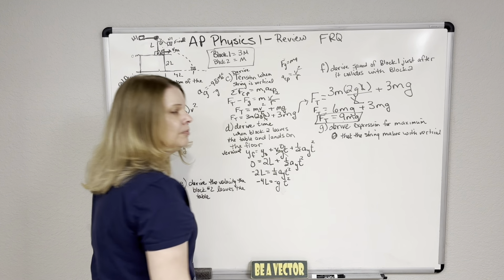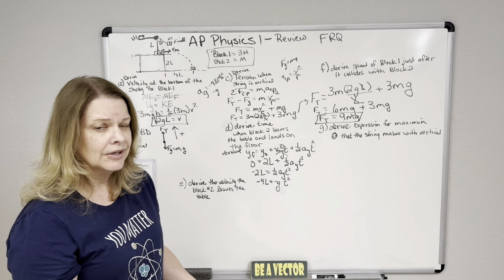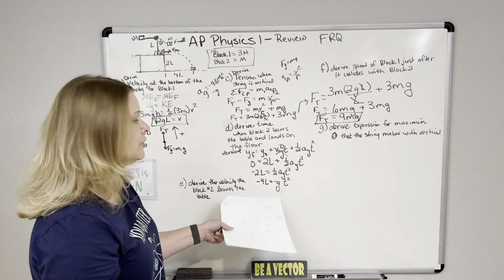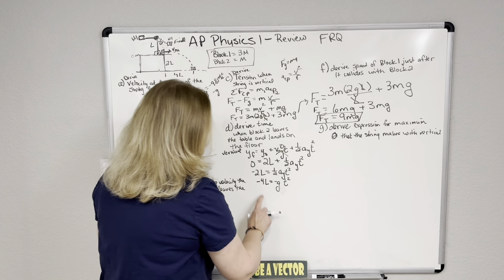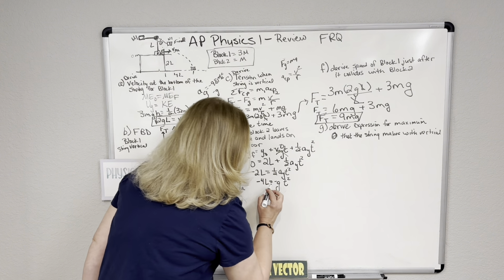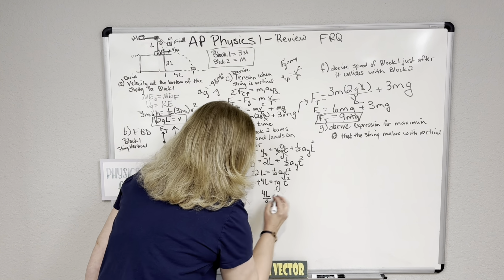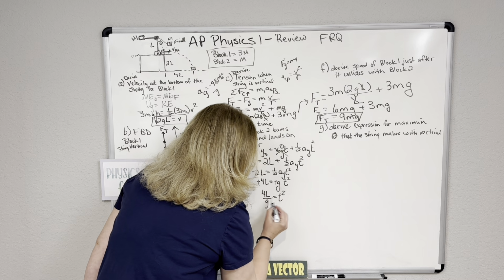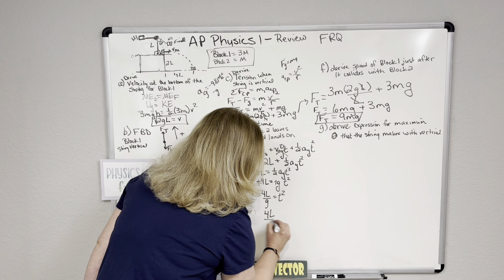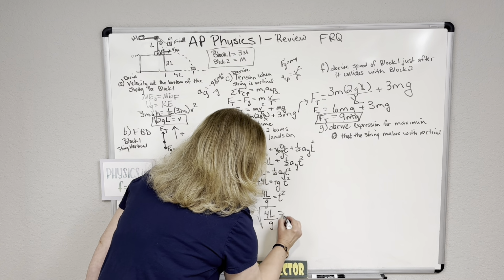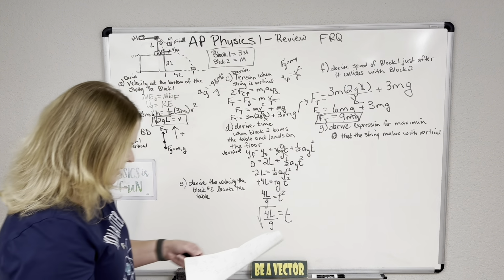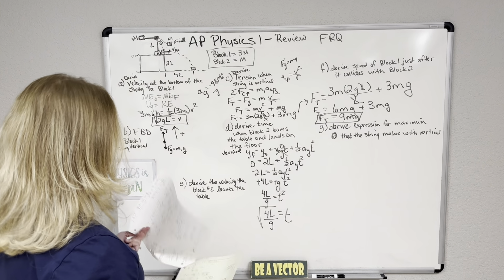Negative g, because they told me in this I could use constants and what they've given me. So that little g is a constant. I'm going to divide by a negative g, and that's going to give me 4L over g, because my negatives are going to cancel, equals t squared. I'm going to take the square root of that, so I have the square root of 4L over g equals my time. And that's going to be the answer for D.